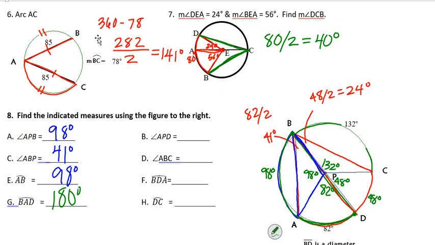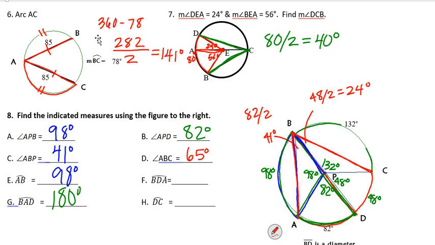Then we've got angle APD. APD is that angle right there. That's going to be 82. Then we've got angle ABC. So let me go ahead and mark that one. ABC is this angle out here. So we would add together the 82 and the 48 and then divide that by 2. 82 plus 48 is 130. 130 divided by 2 is 65. So that's 65 degrees.